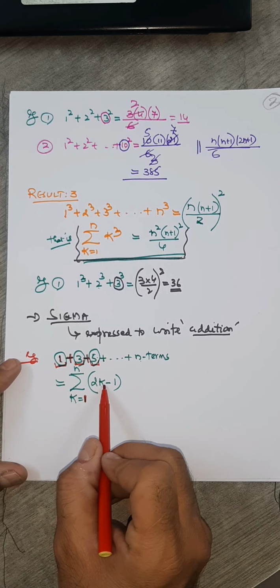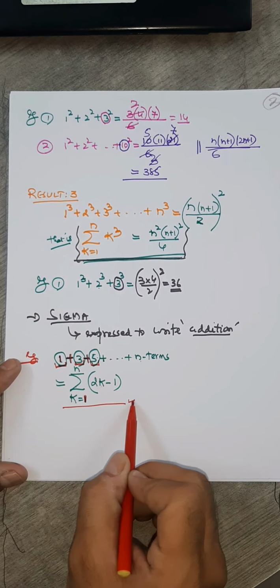What is the nth term? That is 2n minus 1. So this way sigma notation can be used. You will see further once we start the next exercise. Before that, these are the two properties of the sigma. Sigma, k runs from 1 to n.